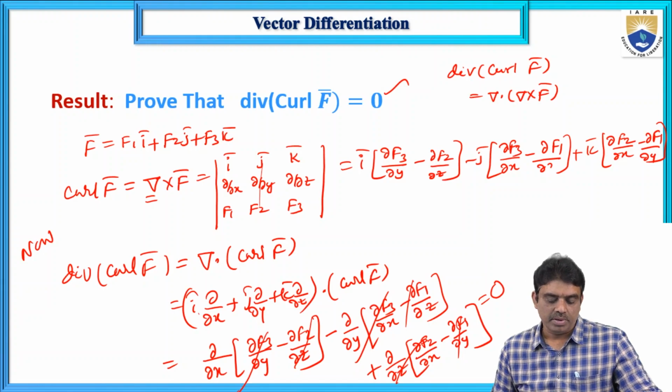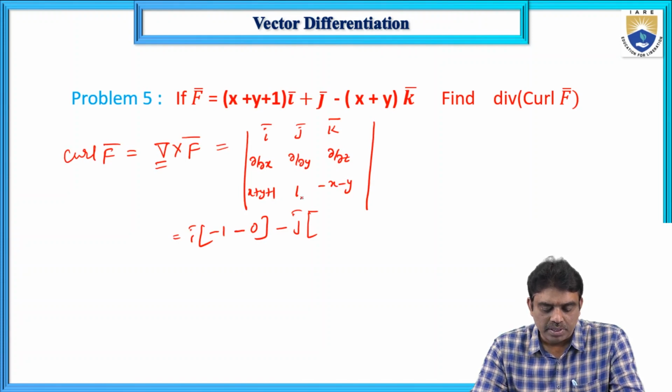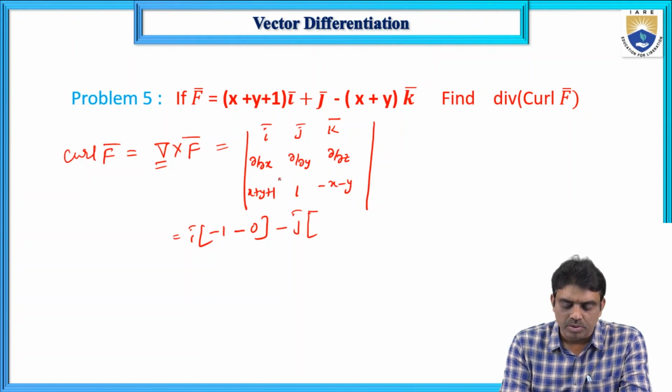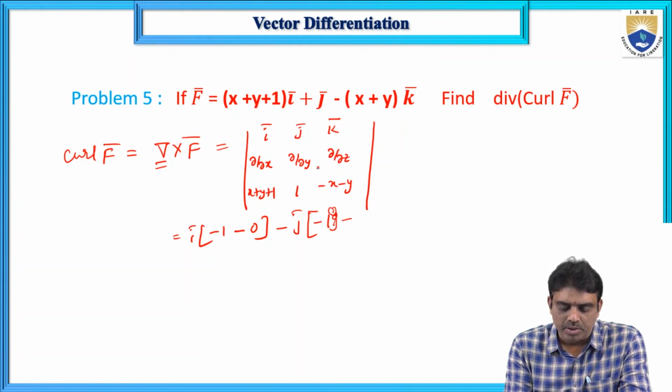Dou square F1, x plus y plus 1, minus of x minus y. The i bar coefficient is minus 1 and 0. Minus j bar into dou by dou x of this one, minus dou by dou x of this one, minus 1, minus 0, minus j bar into dou by dou x of minus 1. Dou by dou z of this one is 0, plus k bar into what?